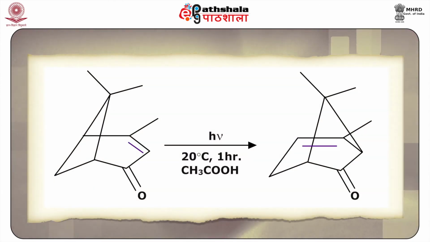Photochemically, a suprafacial shift with retention of configuration in the migrating group is allowed, and a number of such examples are known. A reversible 1,3 shift in verbenone, a plant-derived terpene, to give chrysanthenone is such an example of a photochemical alkyl shift. The reaction is carried out at 20 degrees Celsius for a duration of 1 hour.